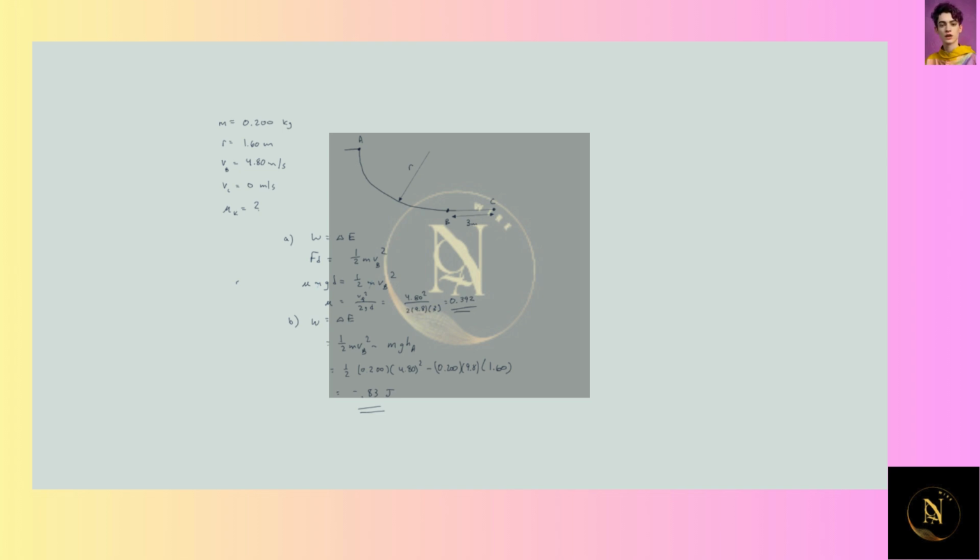Plug all the numbers in, and we get a negative 0.83 joules. Why are we getting a negative? Because there was an amount of work lost, or energy lost. There was a negative work done, which makes sense because this is friction doing the work. It's always going to take away from the system.